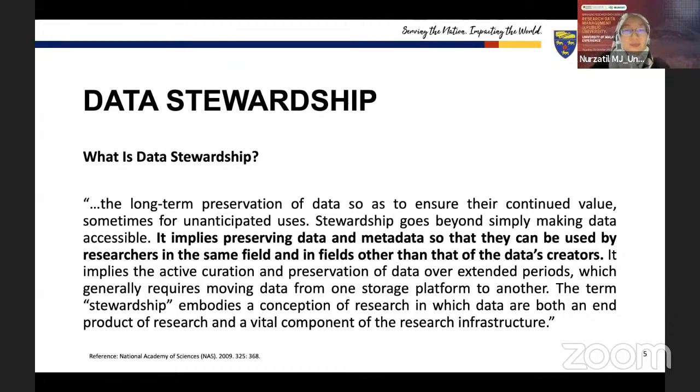So that's why data stewardship is very important, because the data needs to be curated so that researchers, not just from the same field, but also from other fields, can actually understand and make use of the data. Having said that, we have to understand that when you make use of it, you have to acknowledge the creators of the data as well. Yeah, that's the best practice. Anyway, data stewardship is about active curation. It's about preservation of data over an extended period. So that's what we call data stewardship.